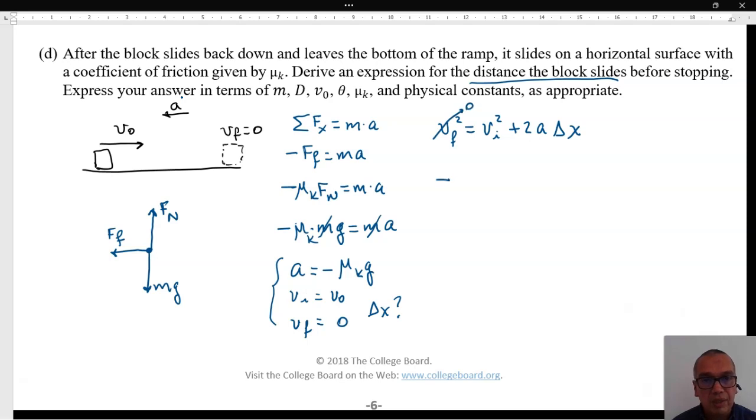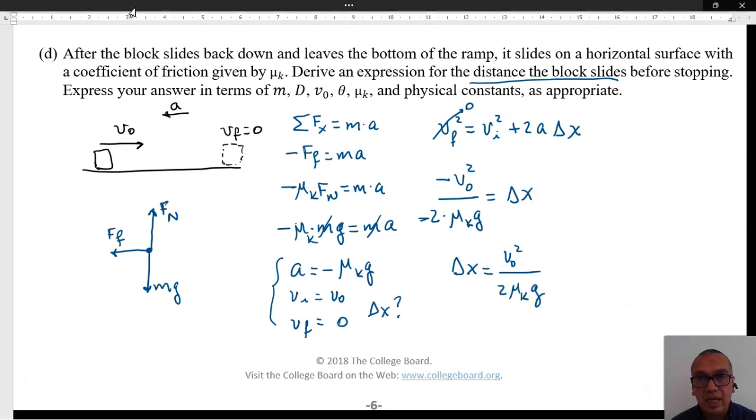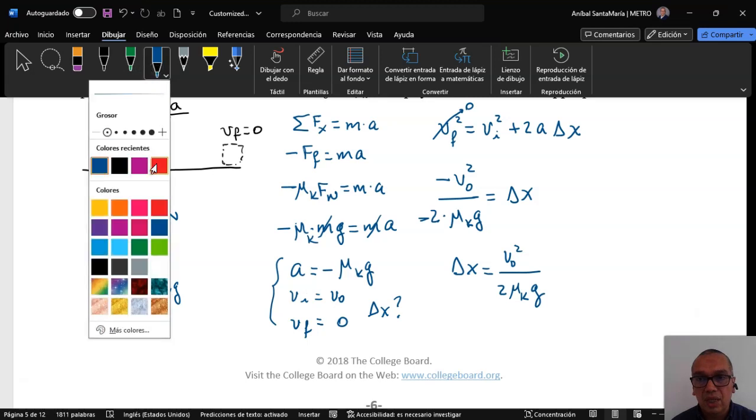Initial speed is v naught squared. Acceleration is mu k times g, but it is negative, and so what you have is a negative divided by another negative, so this is positive v naught squared over 2 mu k g, and that is the answer that we were looking for.